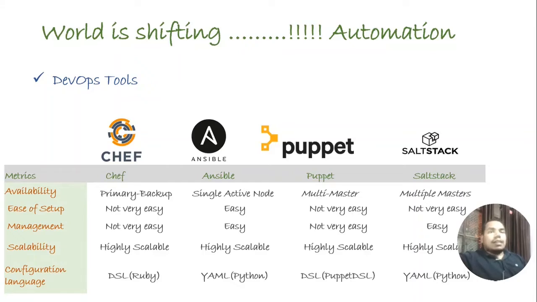SaltStack server is called the Salt master and the clients are called Salt minions, which run as agents on the client machine. The next metric we're going to talk about is management and scalability.